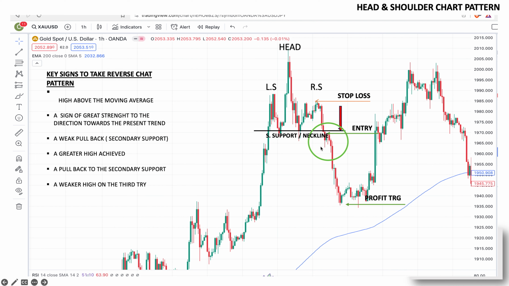So for a head and shoulders, you take your entry on the neckline, slightly below the neckline, and have your stop loss above the right shoulder for a conservative entry, and have your take profits from where the push originated from. This is how you take your entries, your stop loss, and your take profits when trading a head and shoulders pattern.